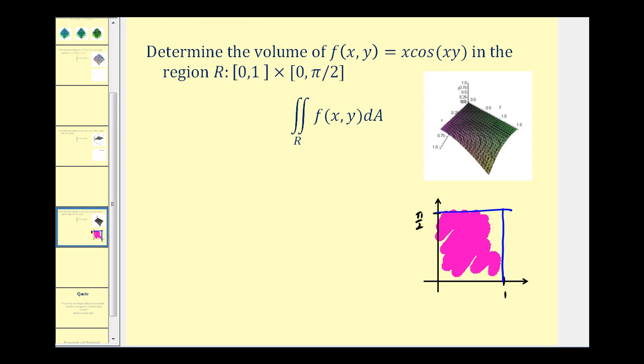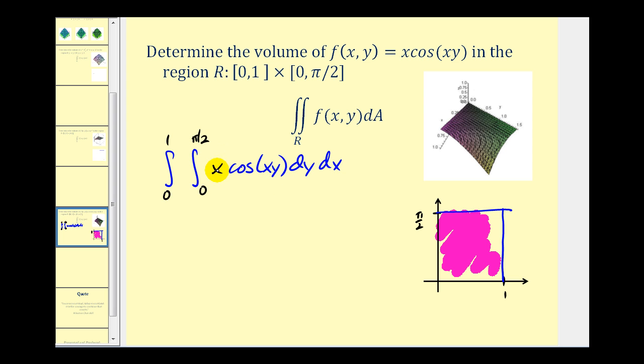Now sometimes when setting up a double integral, the order of integration does matter based upon our integrand. Meaning for this one, it's going to be much easier if we integrate with respect to y first and then x, because if we integrate with respect to y first, we can treat this x here as a constant. Otherwise, it would be much more challenging to integrate. So if we integrate with respect to y first, the limits of integration for y would be from 0 to pi over 2, and for x it'll be from 0 to 1.